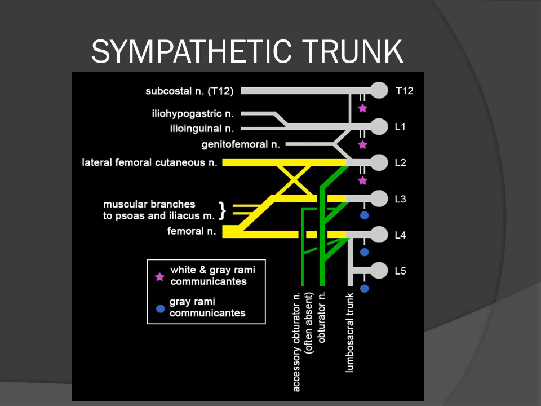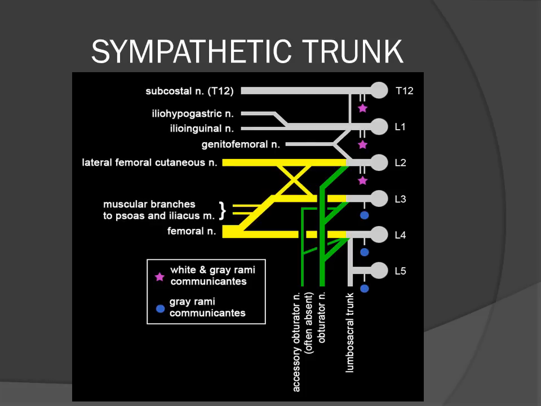One of those fates is that motor neuron makes a synapse in the sympathetic ganglia, and then the axon from that synapse, the postganglionic neuron, leaves the sympathetic trunk by way of the gray ramus communicantes, and we call them white and gray rami communicantes to indicate that the white rami communicantes are composed of myelinated nerve fibers, and the gray rami communicantes are composed of unmyelinated nerve fibers.